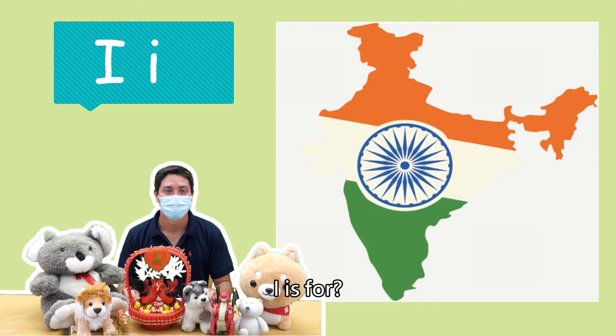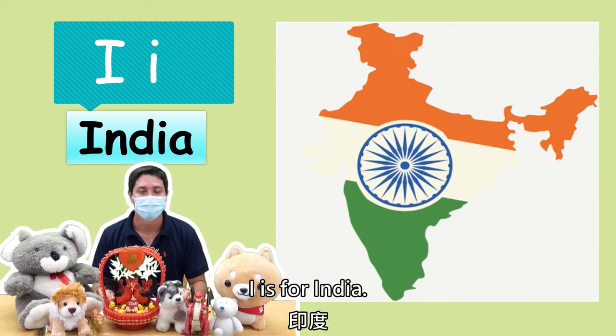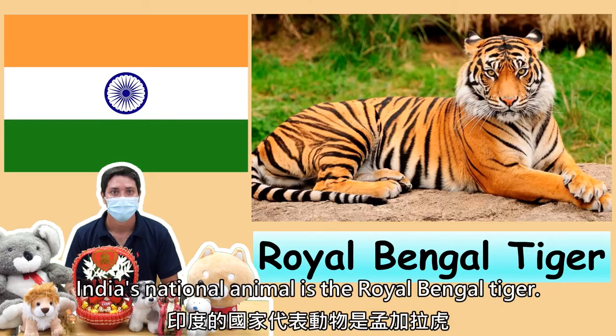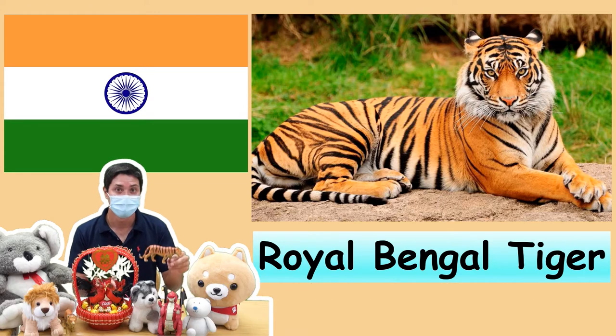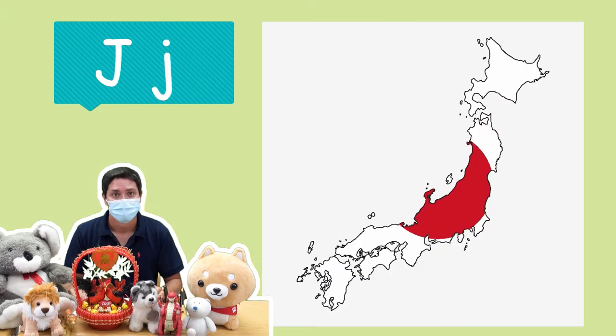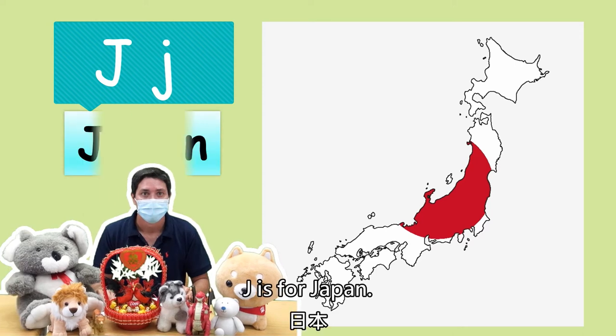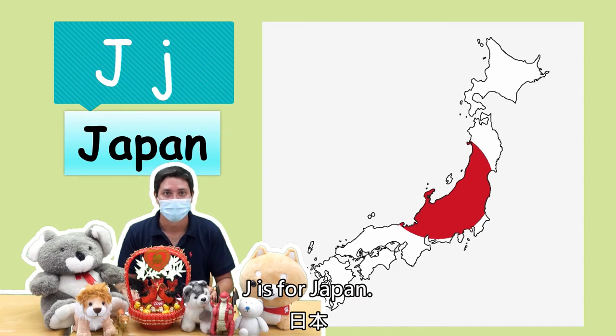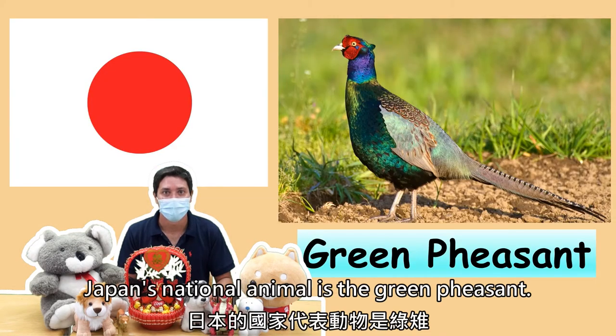I is for India. India's national animal is the Royal Bengal tiger. J is for Japan. Japan's national animal is the green pheasant.